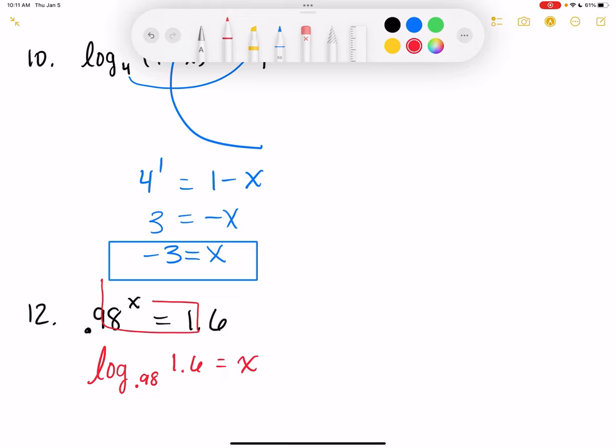Wait, I got a negative. Oh, is it 23.26? Because when you plug it back in, you can have a negative in the exponential, but in a log, you wouldn't be able to have a negative.